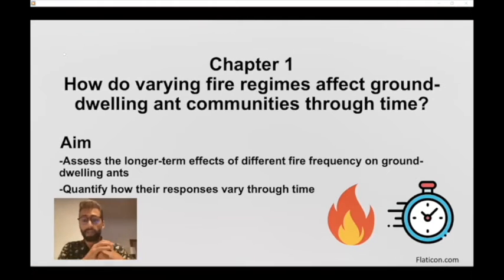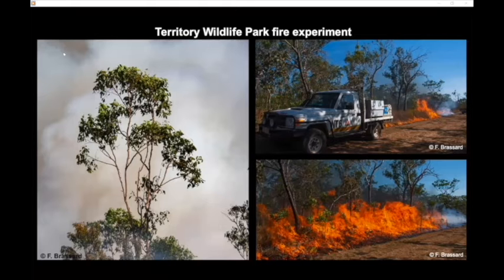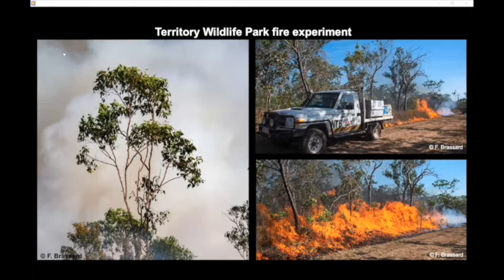Thus, using ants, my first chapter aims to establish the longer-term effects of different fire frequencies on ground-dwelling ants, and to quantify how their responses vary through time. To do that, I'm using data gathered at the Territory Wildlife Park fire experiments, where plots get burned at different fire frequencies, from being unburnt to being burnt every year.